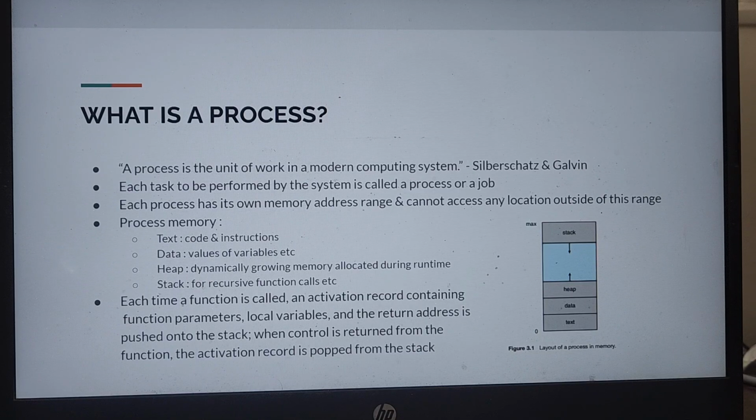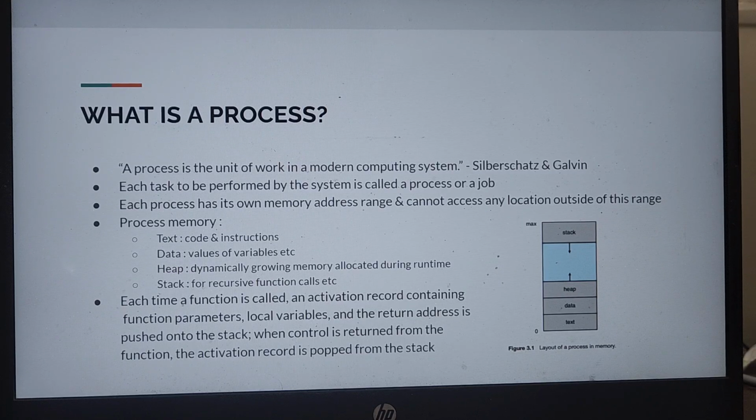The OS is supposed to tell the process, you are trying to access a location which you do not have a right to access. So access must be denied, and P1 must be redirected to whatever it was doing. So that is what we mean by the third point on the slide. Each process has its own memory address range, the range of addresses which it is allowed to access, and it cannot access any location outside of this range.